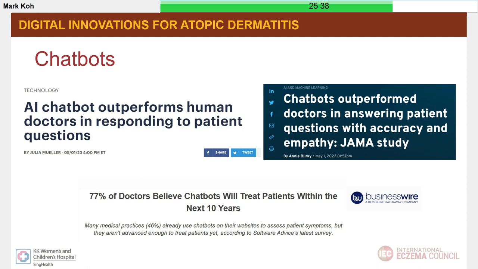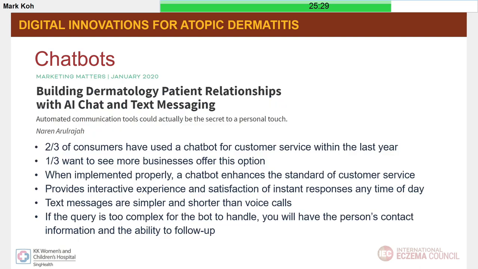I think some of these things can be moved into chatbots, and we can concentrate our efforts on the more severe patients. So if your hospital hasn't come out with a chatbot yet, think about it. It's actually very good. Again, this is another paper looking at dermatology using AI chats, and a lot of patients find some of these chatbots very useful. But if you want to build a chatbot, it has to be very useful.